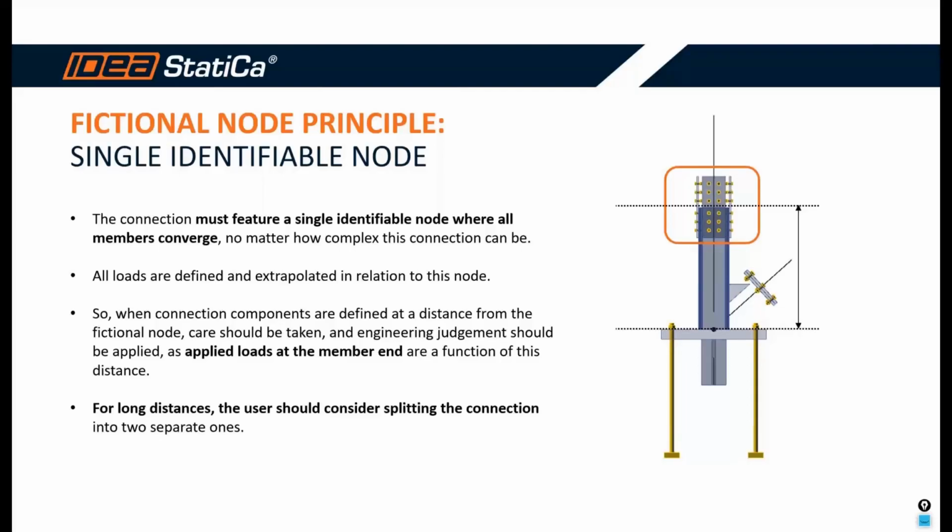When this distance becomes too long, then the user should really consider splitting this connection into two separate ones. For our case, we will assume that this distance is all right, and we will go and model it. Now, another issue that we have to discuss is the modeling of this stub.